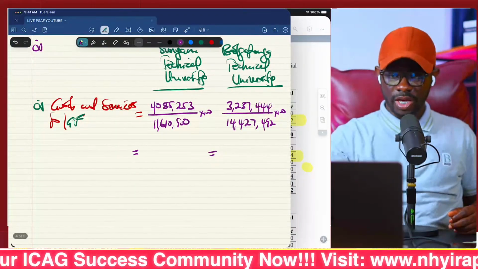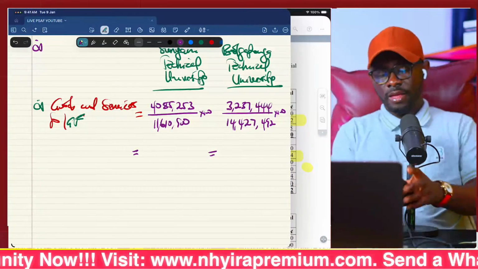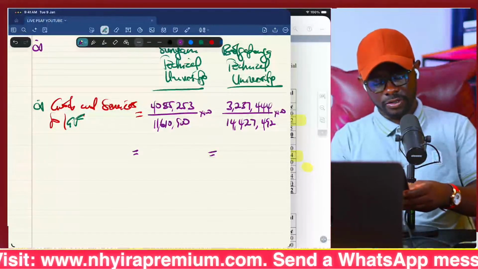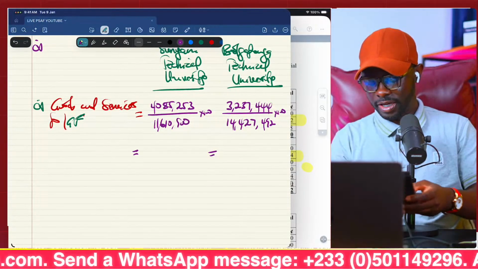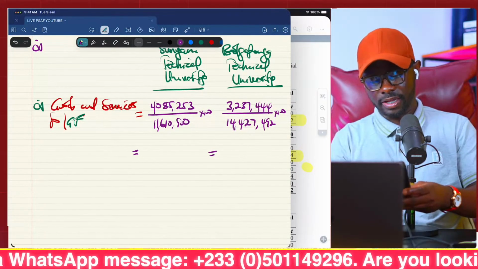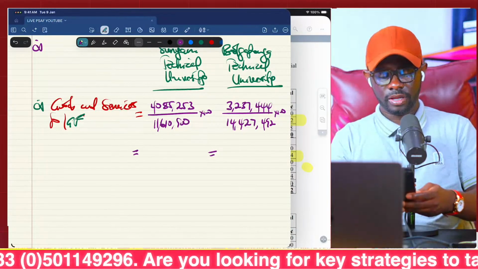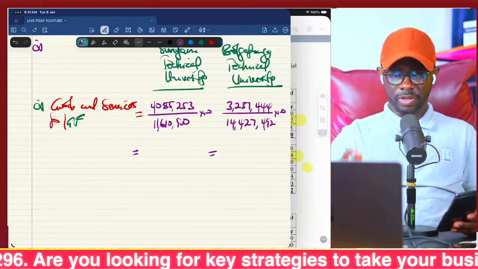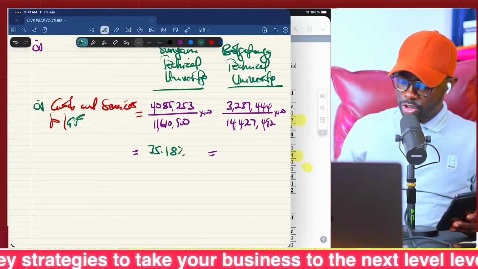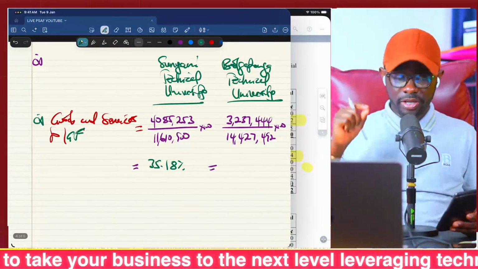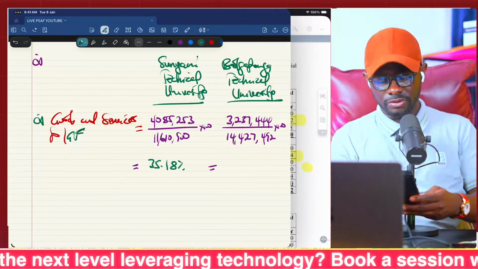So let's see what we got here for each of them. Sunyani: 4,085,253 divided by 11,610,900 times 100. And I'm getting 35.18%. So the Sunyani Technical University used 35% of its IGF to finance goods and services.